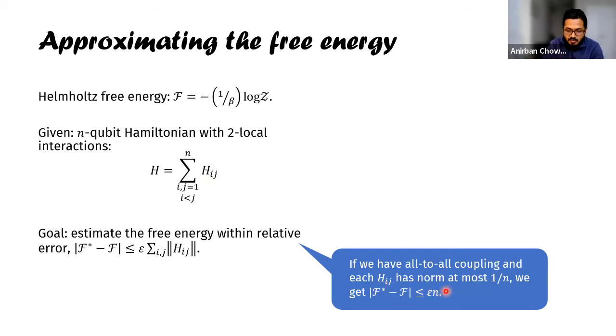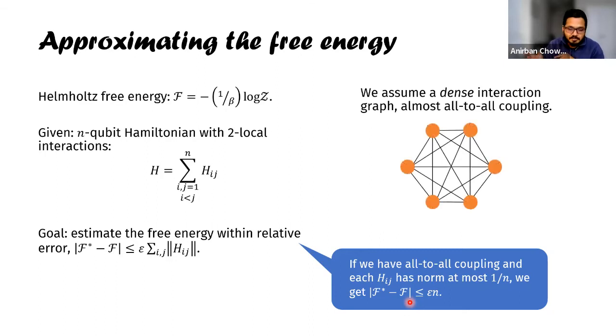has norm at most 1 over n, we get an additive error that is extensive, that it scales with the system size. So in particular, this kind of error is not sufficient to return a multiplicative approximation to the partition function. That's why I say it's a slightly different problem.